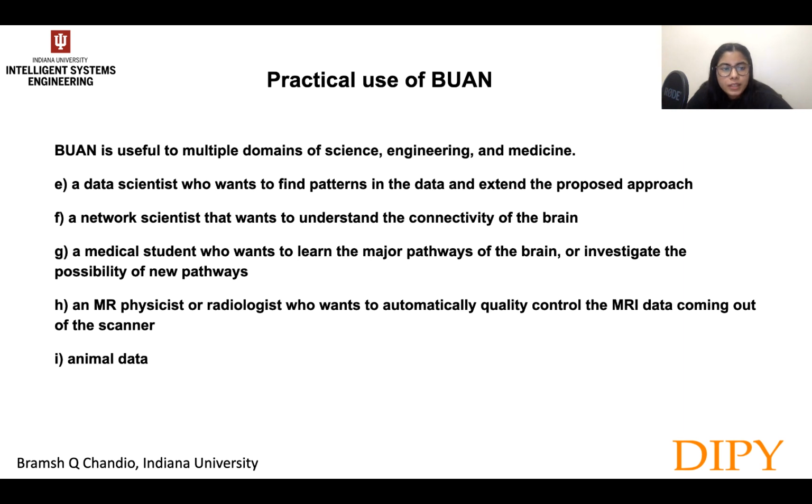And one more thing that I want to mention is BUAN is very generic, and here we have shown it with human data, but we can use it for animal data, given we have the atlas for the animal data, and we don't need to change anything in BUAN.